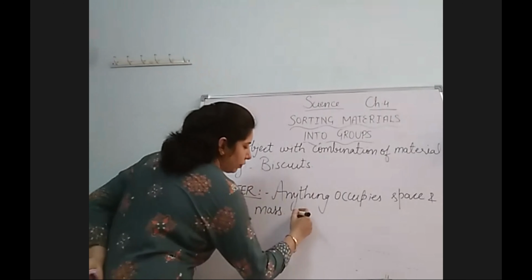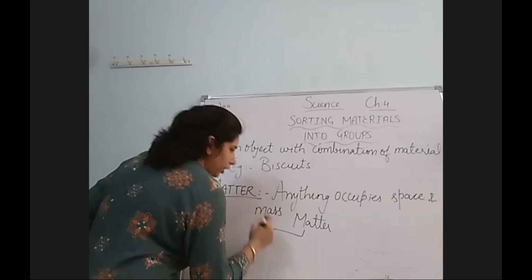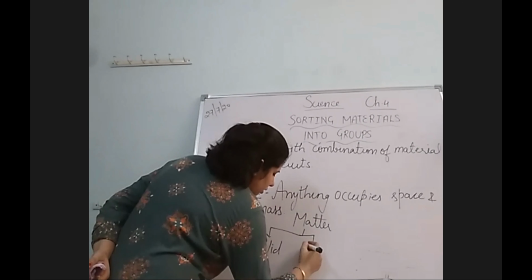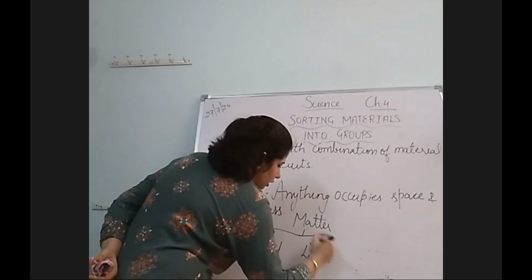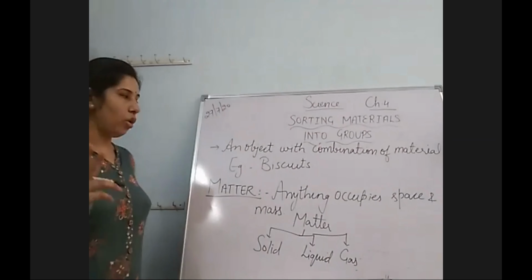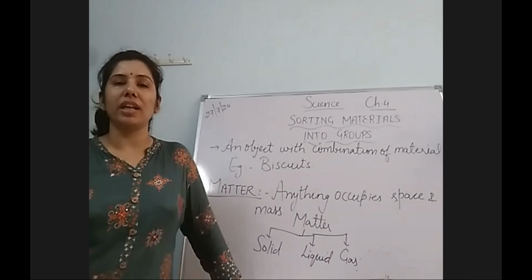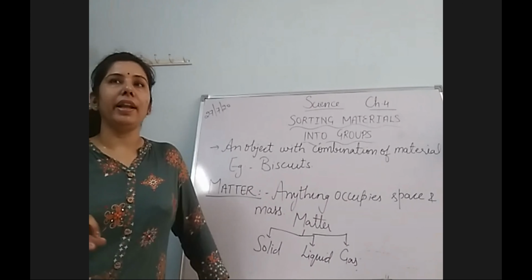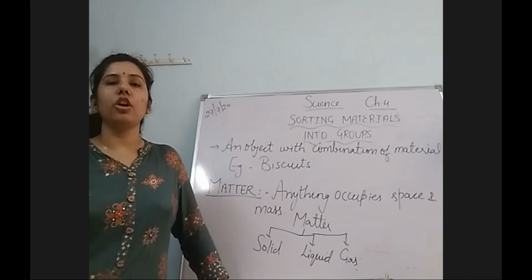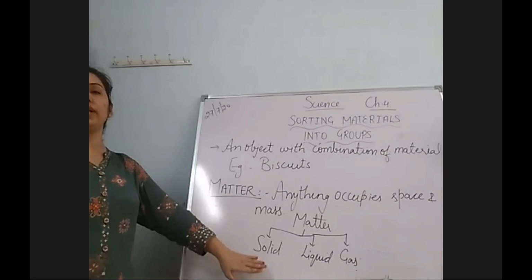If I talk about the classification of matter, then matter is mainly classified into solid, liquid, and gas. There are two more types of matter, plasma and Bose-Einstein condensate. But if I tell you about that, you will get confused right now; you'll learn it in your other classes. So right now I'm just going to explain matter with solid, liquid, gas. Okay?